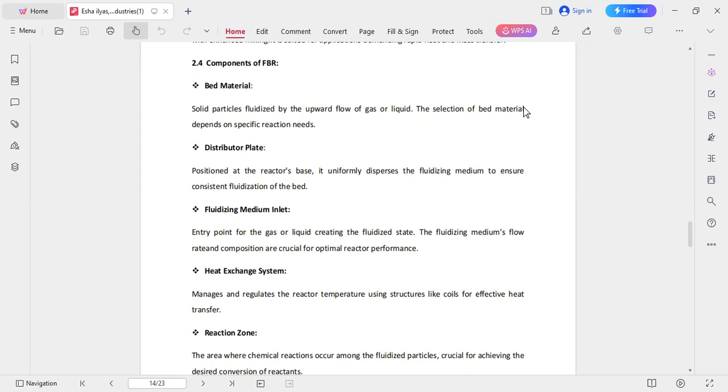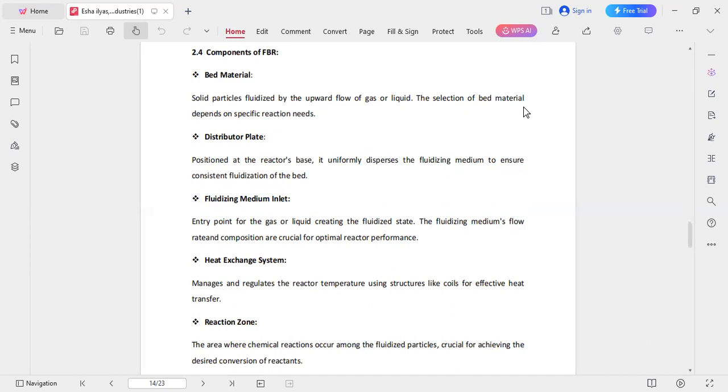Number three, fluidizing medium inlet. Entry point for the gas or liquid creating the fluidized state. The fluidizing medium flow rate and composition are crucial for optimal reactor performance. Number four, heat exchange system. Manages and regulates the reactor temperature using structures like coils for effective heat transfer.